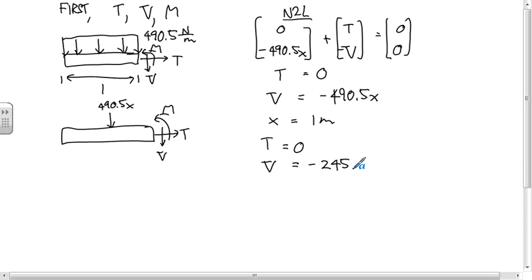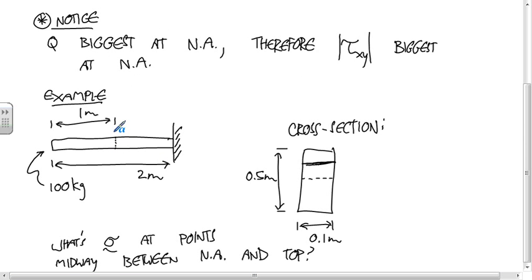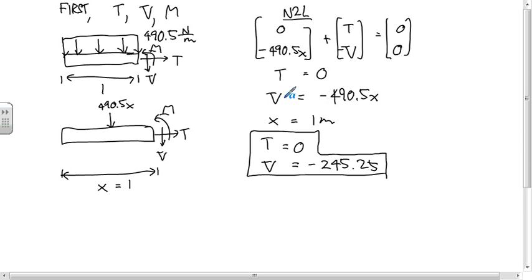245.25. Usually we do this and this distance is x, but our x is equal to 1 meter, because we're looking for it along this line. So I calculated it in terms of x, and my calculation's wrong, sorry. Okay, so V is equal to negative 490.5.